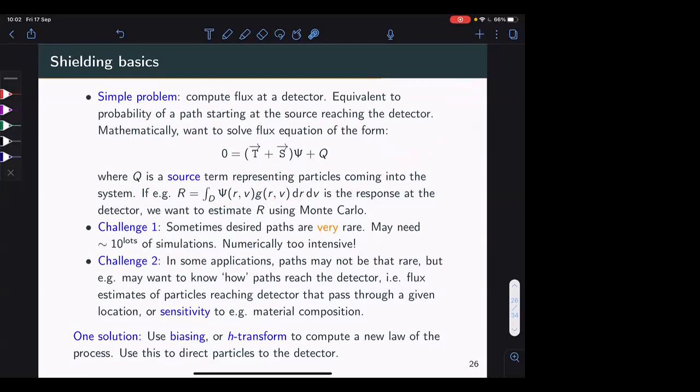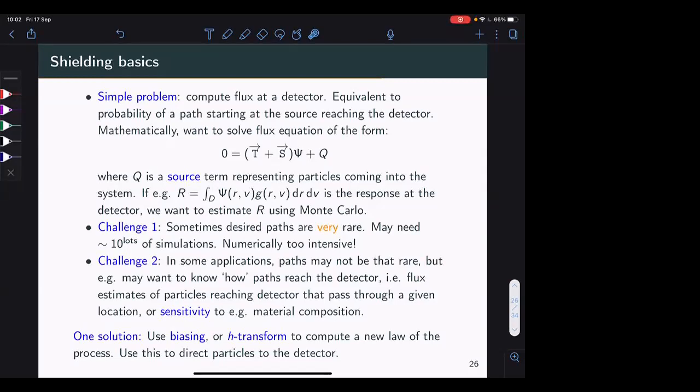I think there are two variants of this problem, two mathematically difficult bits. One is that sometimes these can be very, very rare events. If I just did it naively, I may have to do far too many simulations to get anything reaching my detector. So if I want to estimate probabilities, I just cannot do it numerically.